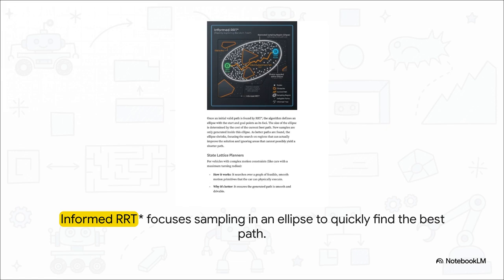Take a look at the diagram. Once it finds any initial path, it stops wasting time sampling the whole map. Instead, it draws that orange ellipse you see around the current best path and focuses all of its new random samples inside that promising zone. And as the path gets shorter, the ellipse shrinks, letting it rapidly zero in on the best possible solution.